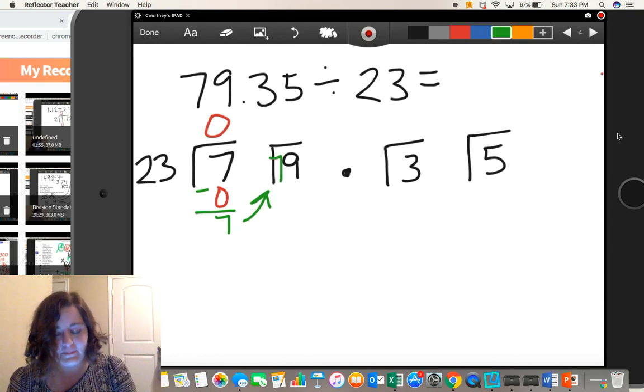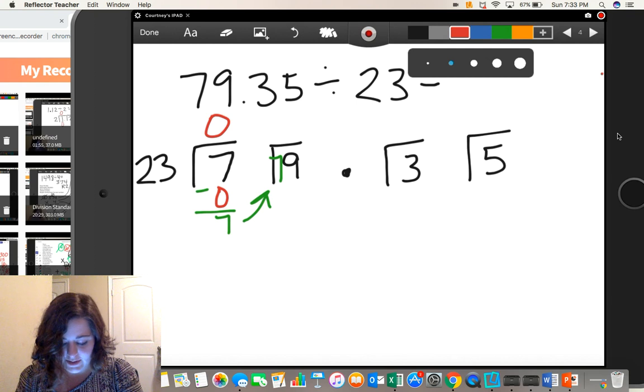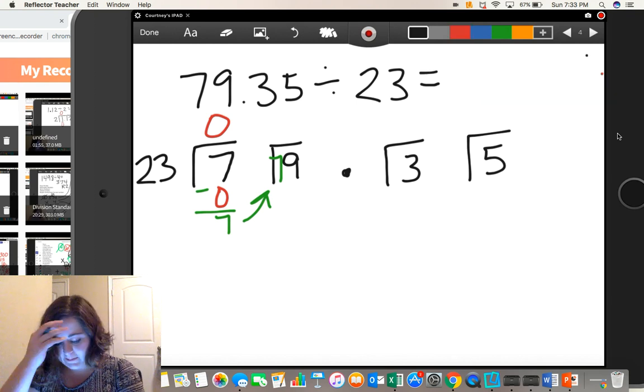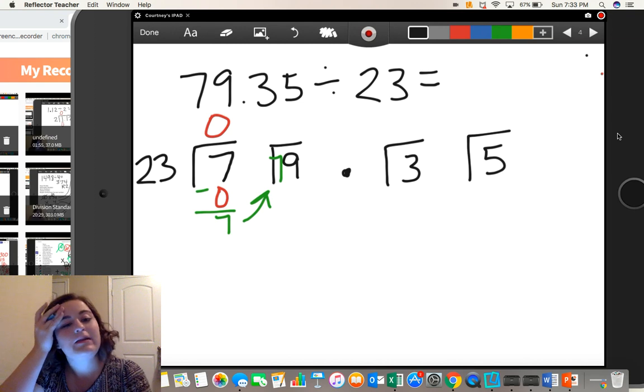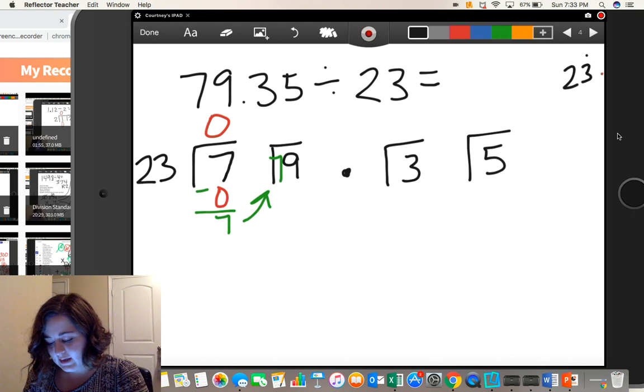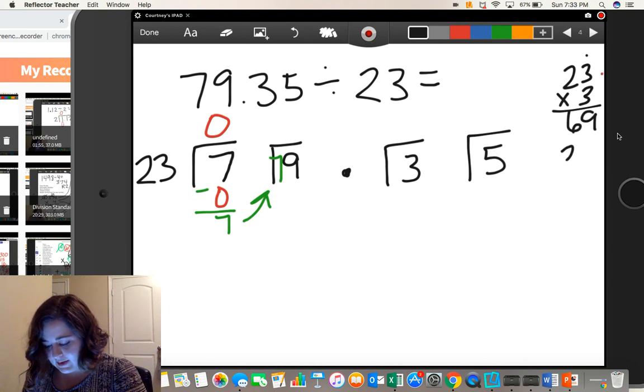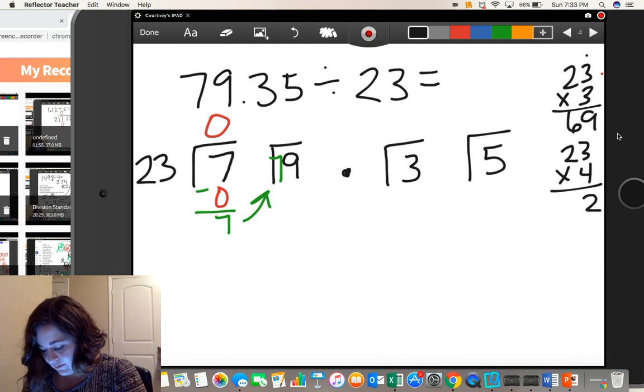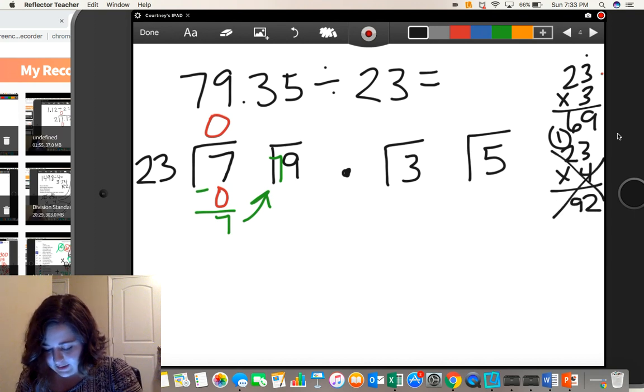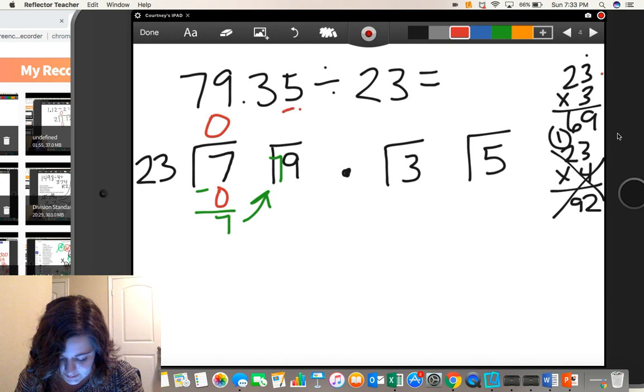To make that a 79, we need to know what number times 23 will get us closest to 79 without going over. I don't know off the top of my head what that number would be, so I'm going to try 23 times 3. 3 times 3 is 9, and 3 times 2 is 6, 69, pretty close. I'm going to see if times 4 gives us closer. 3 times 4 is 12. 4 times 2 is 8, plus 1 is 9. That's too big, so we're going to have to stick with 3 is the closest. 23 times 3 gave me 69.